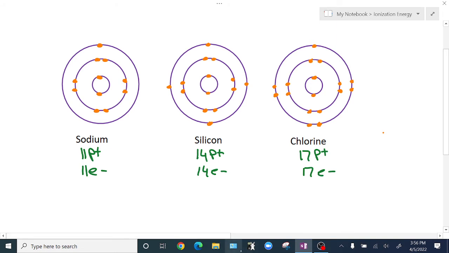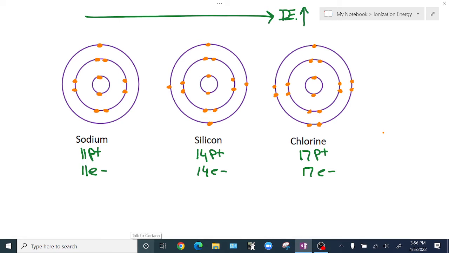Now remember, as we go this way on the periodic table, ionization energy, which I'll just abbreviate IE, is increasing. So can we think of some reasons why they're increasing? And remember to think about Coulomb's law. As we're moving from left to right, notice that the charge differential of our nucleus is increasing. So the number of protons in the nucleus is increasing, and the number of electrons does as well.